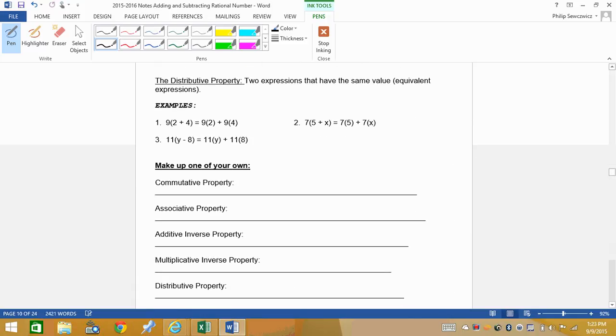All right, so let's see here. Next one we've got is our friend, the distributive property. The distributive property allows us to combine multiplication and addition together. Now, the thing is how we end up handling it. So watch what happens.